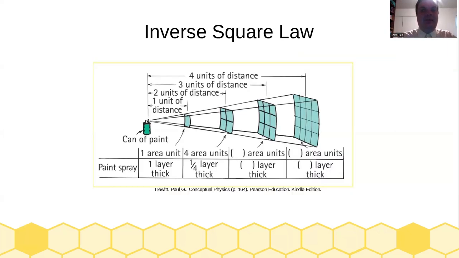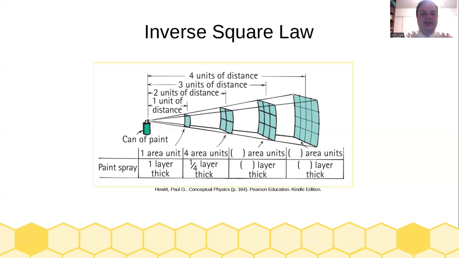Gravity is also one of the many forces that makes use of the inverse square law. This can be understood by a can of paint which you spray and spreads out as it gets farther and farther away. As you're 2 units of distance away, the can of spray paint has spread out to 4 times as large an area, which means that the thickness of each layer is only going to be 1/4 as thick compared to 1 layer thick for the 1 unit of distance away.